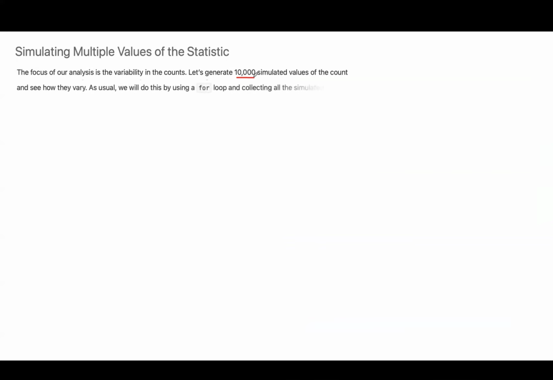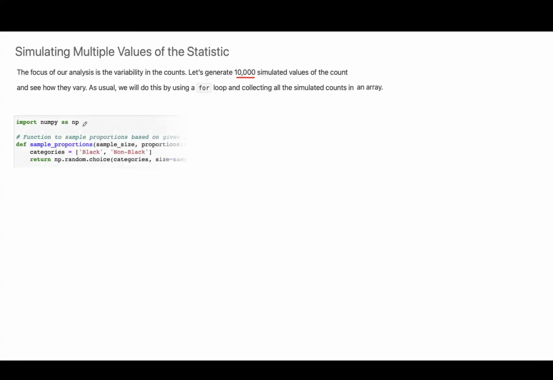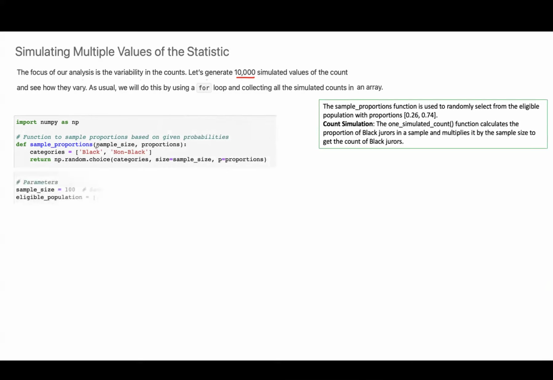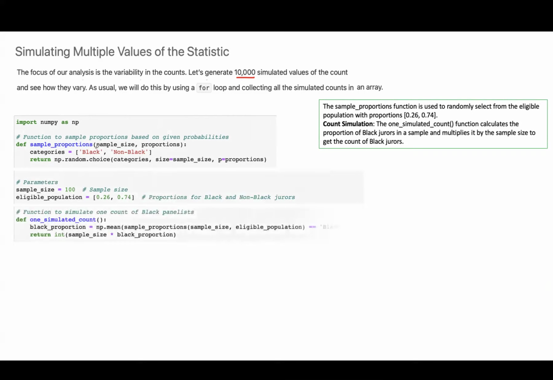Simulating multiple values of the statistic. The focus of our analysis is the variability in the counts. Suppose we want to generate 10,000 simulated values of the count and see how they vary. As usual, we'll do this by using a for loop. Import numpy as np, define the function as we did before, just repeating what we did before, and then take a sample size of 100, and the function to simulate one count of Black panelists.